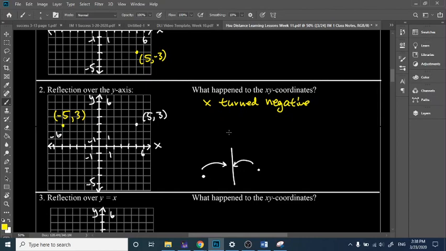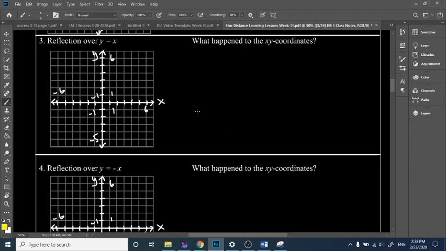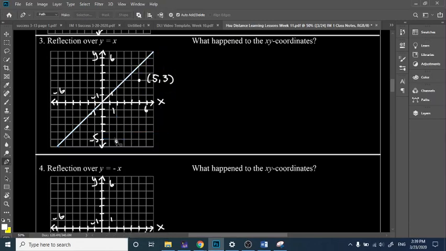Alright, interesting. Now let's see what some other things turn into. Reflection over the line y equals x. So let's first draw the point, or get the point, 5, 3. So we have that. Now let's look at the line that we're going to go through. So I believe if I do that, that should give us the line y equals x. So now we're going to reflect over that line.